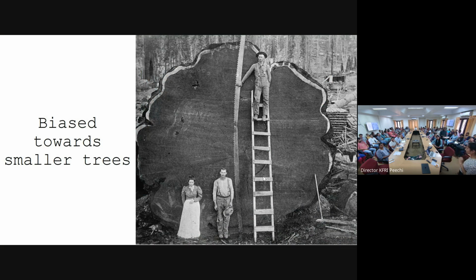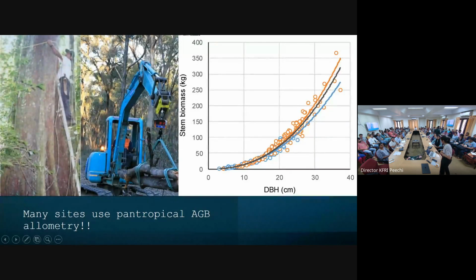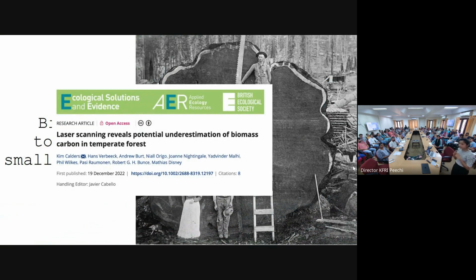One of the major issues in these pantropical allometries is that they are biased towards smaller trees. You can imagine the size of the tree here. Are we going to cut down a lot of these large trees to estimate this relation? Because of the practical difficulty in destructively harvesting a large number of trees, and especially the large trees, most of the time the calibration data used to estimate this relation are biased towards smaller trees. You're going to have a large number of small trees and very few large trees. So there is a bias in the biomass of these large trees. And recent studies using laser scanning reveal that there's a massive underestimation of biomass even in temperate forests because of the lack of large trees in the data set.